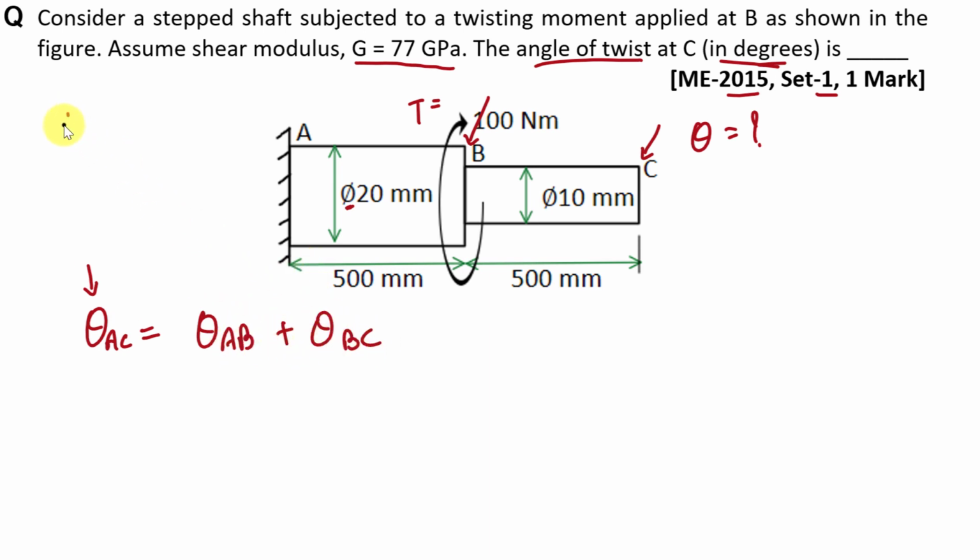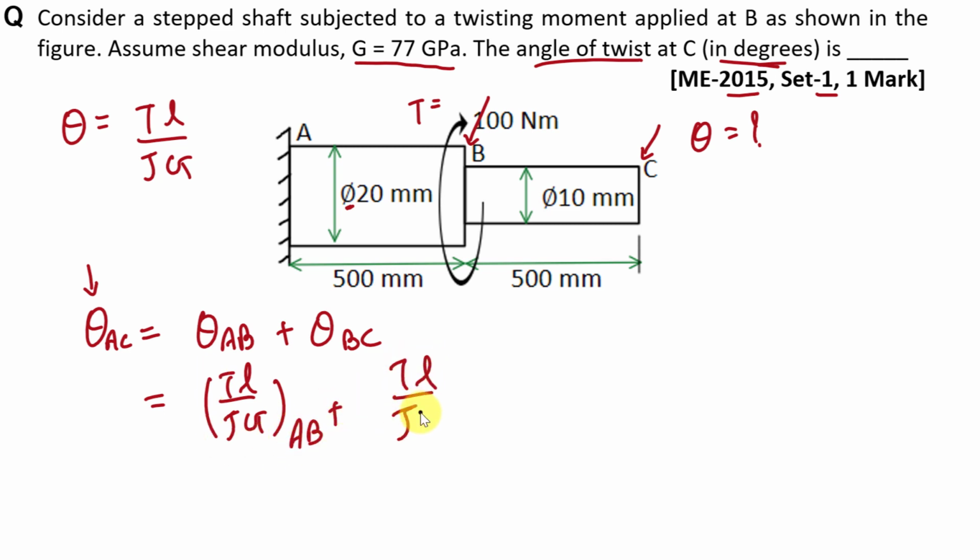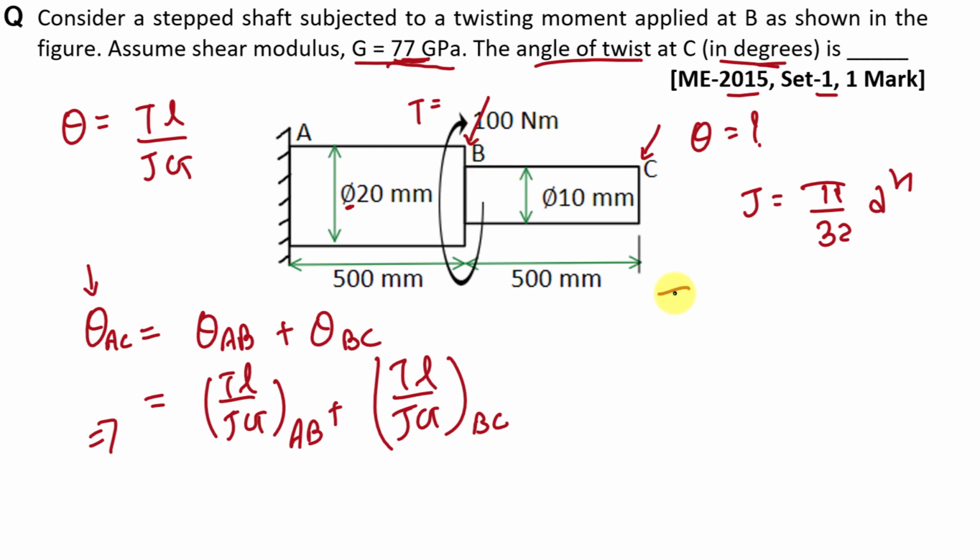And we also know the equation of theta, that is TL by JG. Now we are going to put these values here. So it is TL by JG for AB plus TL by JG for BC. Now in this expression length is given to us, right? And diameter is given to us. So we can find out J, that is pi by 32 d raised to 4, and value of G is also given to us. We only need to find out value of twisting moment in each shaft. Means here we have to find out T in AB and T in BC.